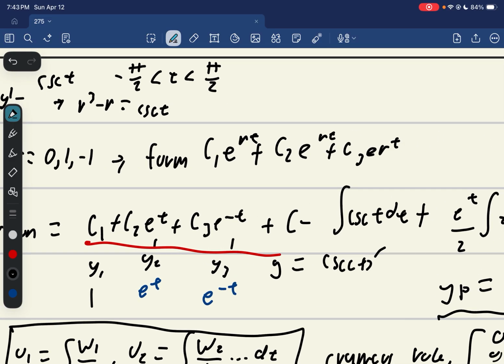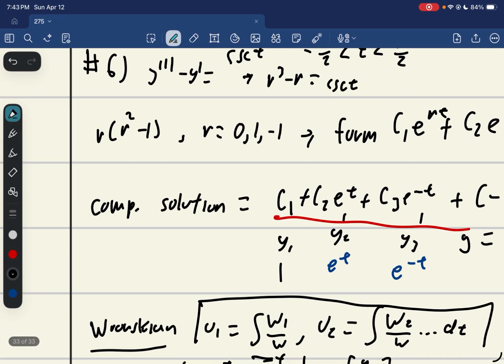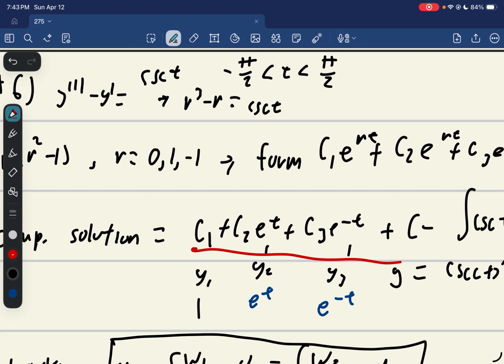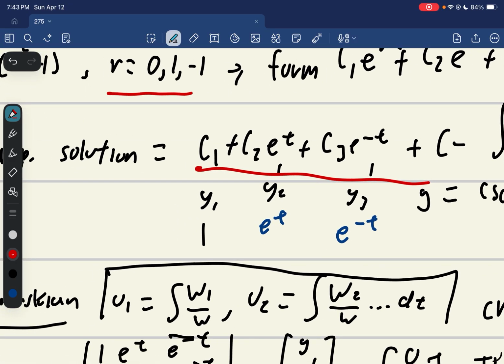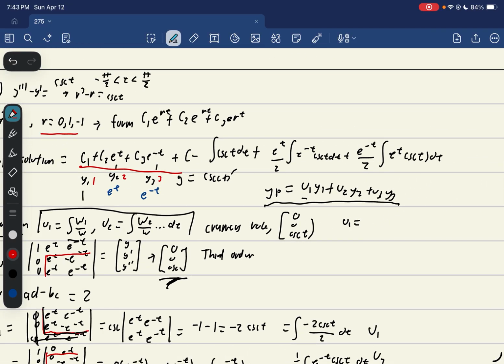So we can use the form c1 e to the rt, c2 e to the rt, and so on. All I really did was use our roots right here and plug them in. So c1 is just 0 because e to the 0 is just 1, plus c2 e to the 1t, plus c3 e to the negative 1t. And this also gives us our y values of y1, y2, and y3. The next step is to find the particular solution, which is over here.